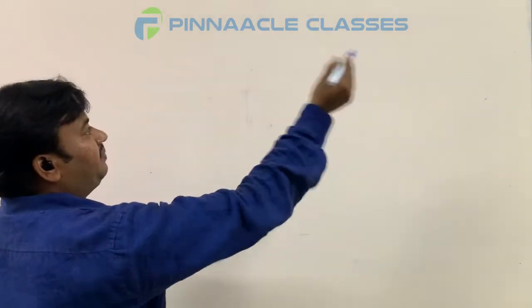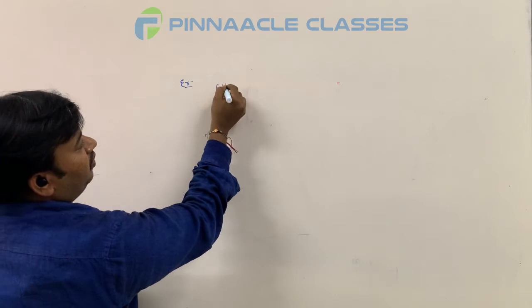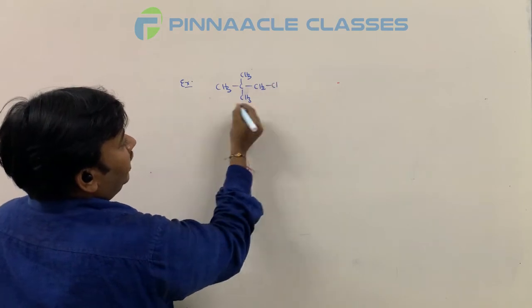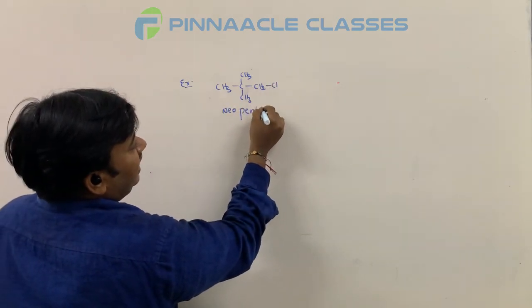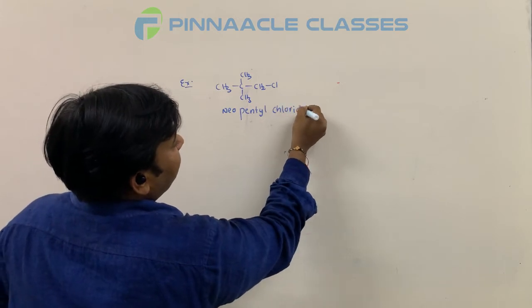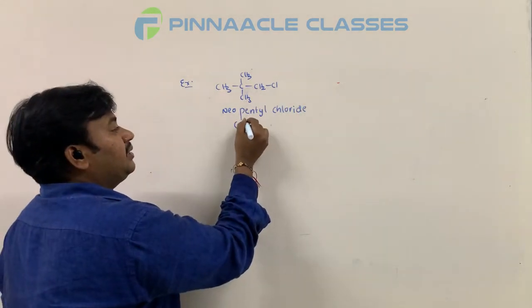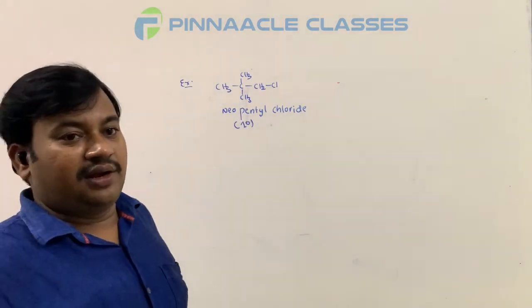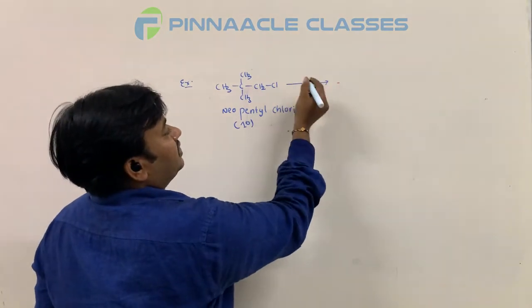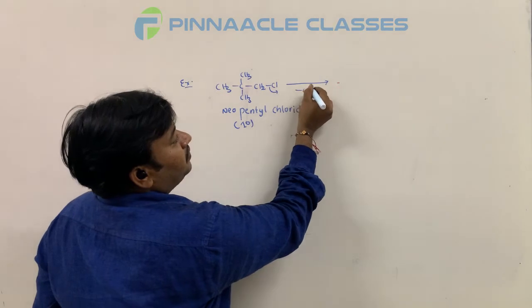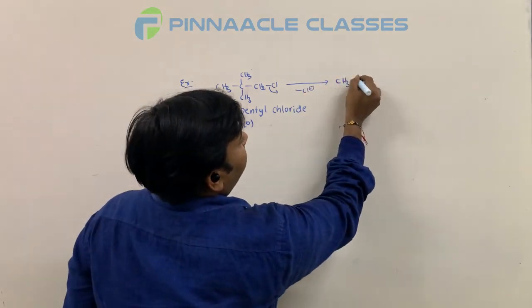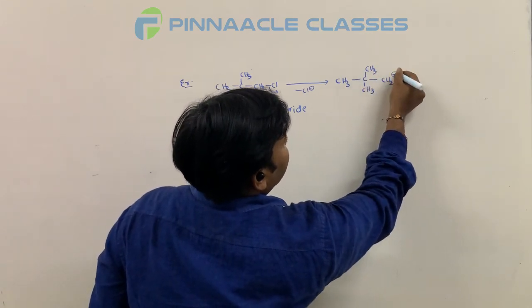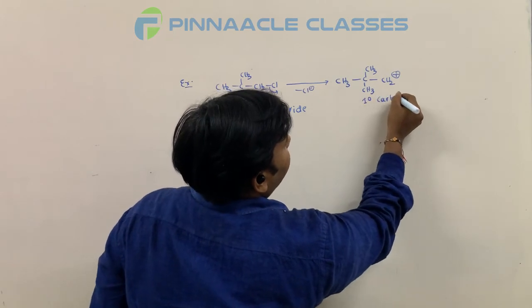In this case, I am taking one example: neopentyl chloride. So what type of alkyl chloride is it? It is primary, but we already wrote the reactivity: tertiary, secondary, primary. But how will it undergo SN1? In the slow step, step 1, chlorine will go out and a carbocation will form. Whatever carbocation forms, it is a primary carbocation.